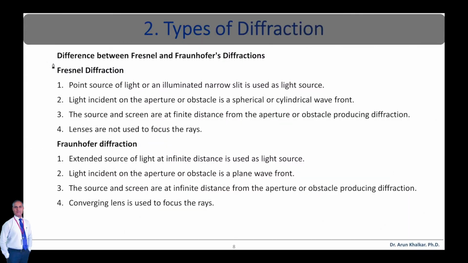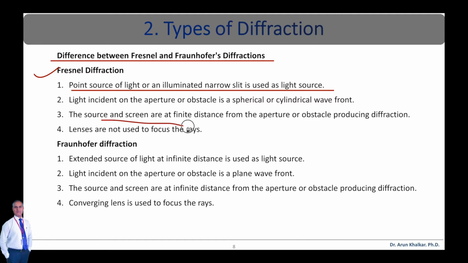Now let's see the main differences between the Fraunhofer diffraction and the Fresnel diffraction. As far as Fresnel diffraction is concerned, a point source of light is used as the light source. When the light is incident on an aperture, an obstacle or a slit, the wavefront is spherical or cylindrical. The next important difference is that the source and the screen are at finite distance in Fresnel diffraction, so that we can observe the diffraction pattern on the screen.